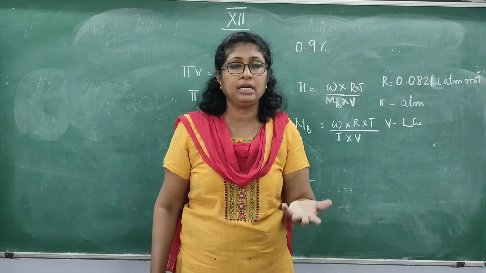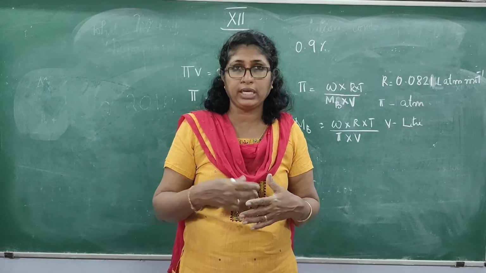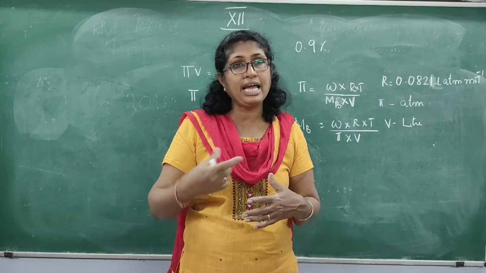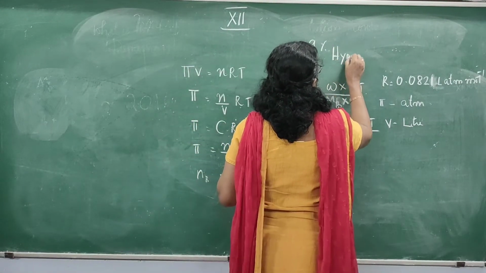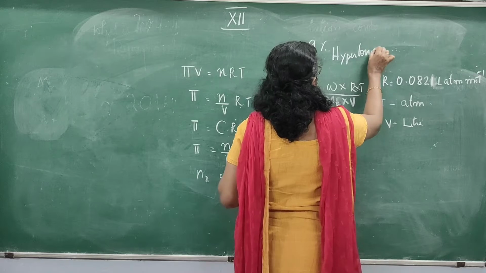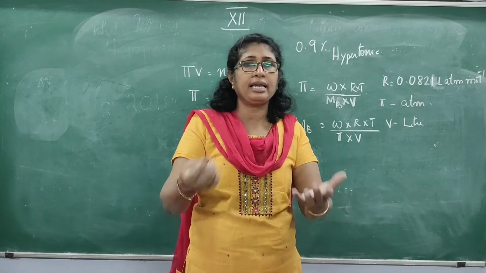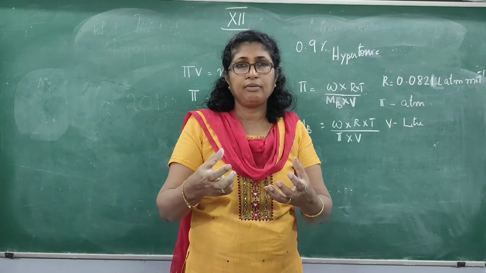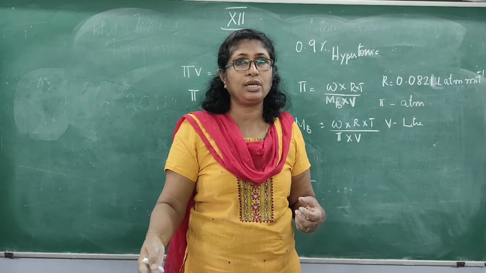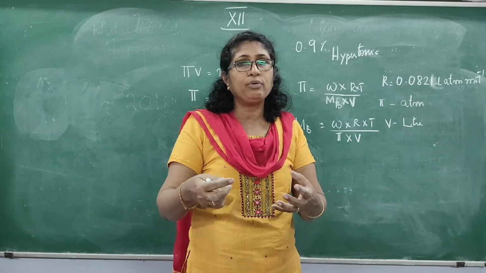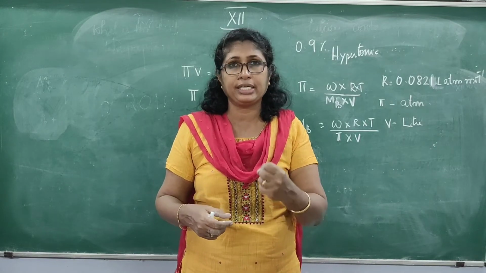Otherwise, what will happen? If osmotic pressure is higher, then we call it hypertonic. If a solution has higher osmotic pressure, we call it a hypertonic solution. So if it is a hypertonic solution, what will happen? The fluids from the blood will come out because the concentration outside is higher, so the blood fluids will ooze out and the blood cells will shrink.